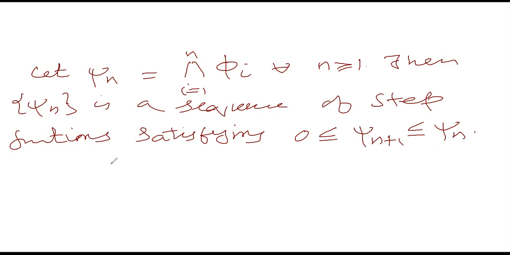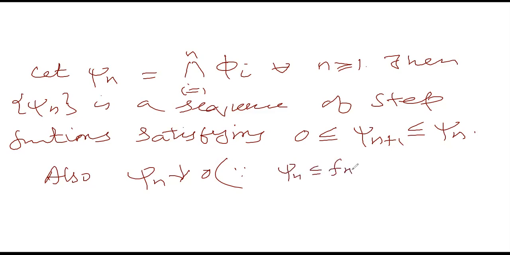So also this holds. Also φn decreases to 0. Why does φn decrease to 0? Because φn is less than or equal to fn, and fn decreases to 0. So φn is non-negative, and it cannot be negative actually. The limit of φn cannot be negative.